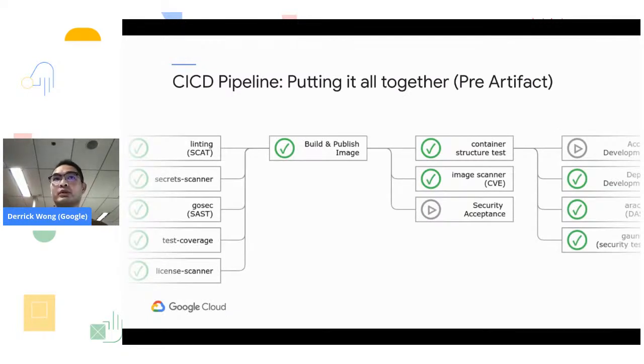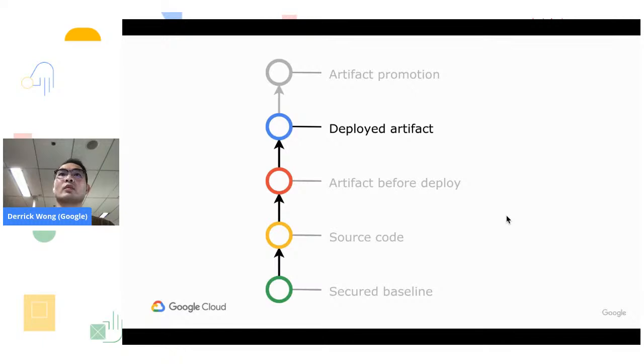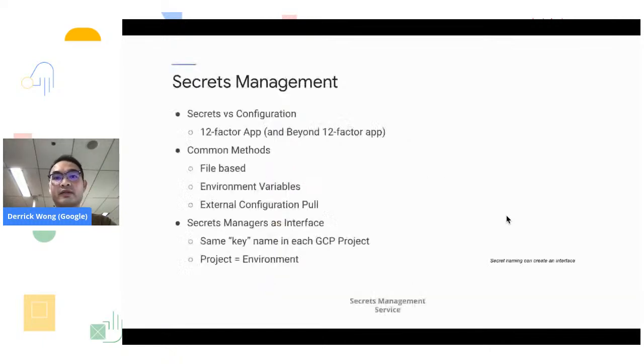Okay, so putting it all together, you need container structural tests, you need an image scanner to find out the CVEs, right? And then after that, you can create that security acceptance, deployed artifact.